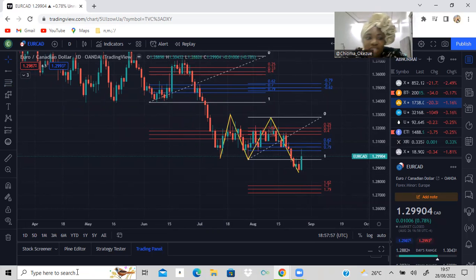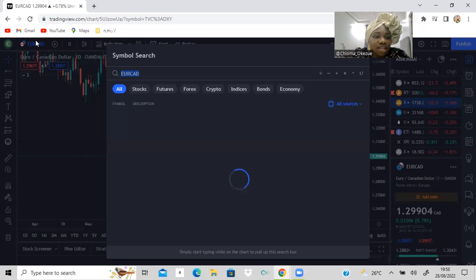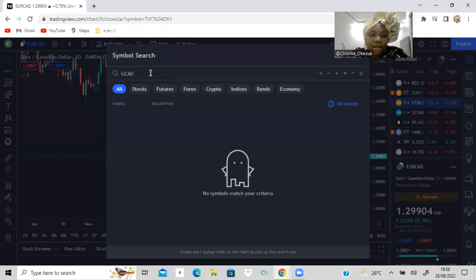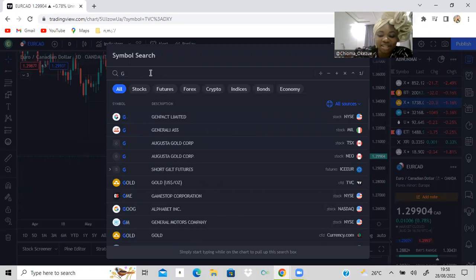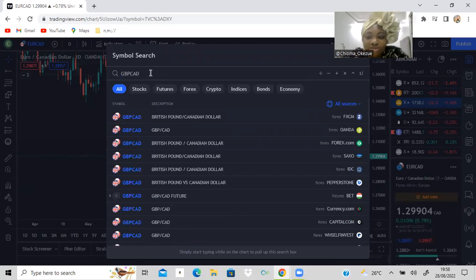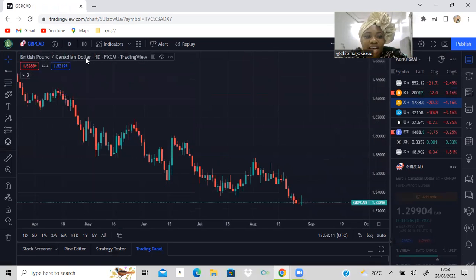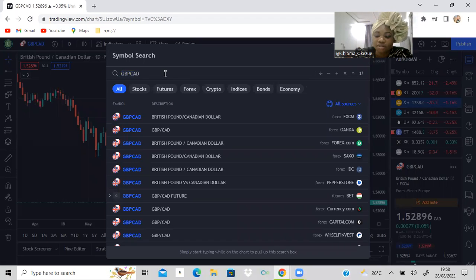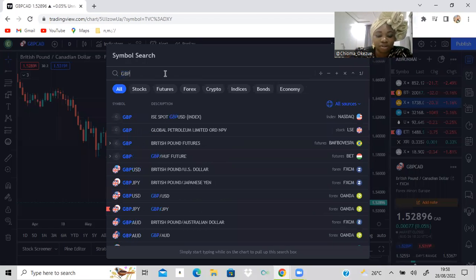Wow, this is beautiful. Let's go back to our G card and let's see whether we can catch it, because G card hasn't moved yet. If you notice, GBP card hasn't moved yet, and they both will be moving the same way because they have the card as their what? As their base currency.